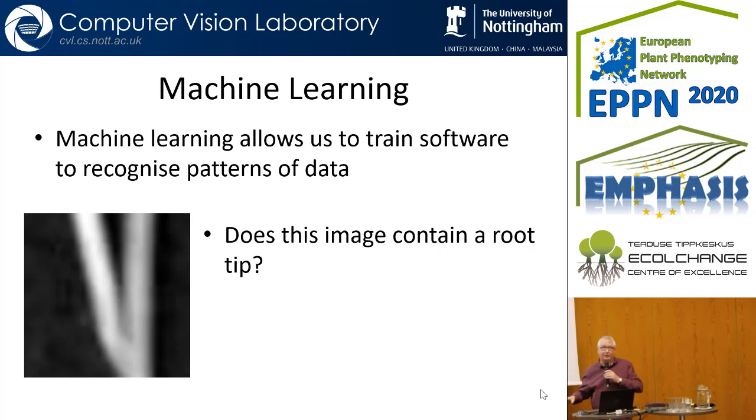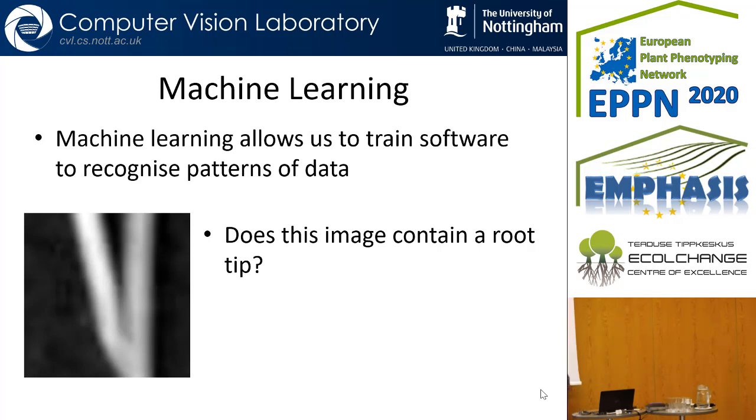So machine learning is a very useful thing for the phenotyping community, because what it basically does is it allows us to train software tools to be able to recognize patterns of data. And the reason that we do that is that the patterns that we're looking for are too complicated for us to be able to specify them ourselves.